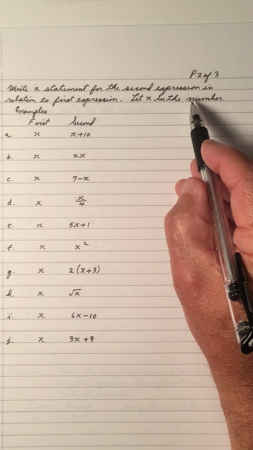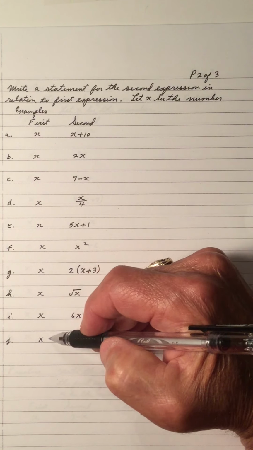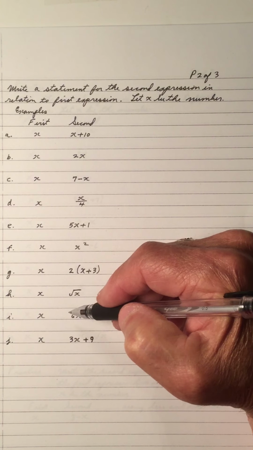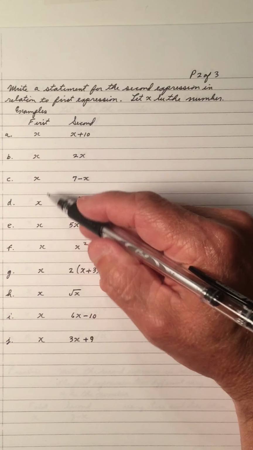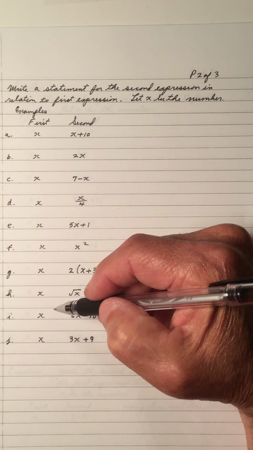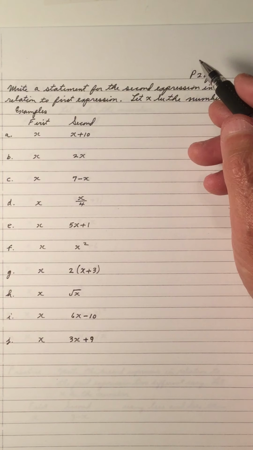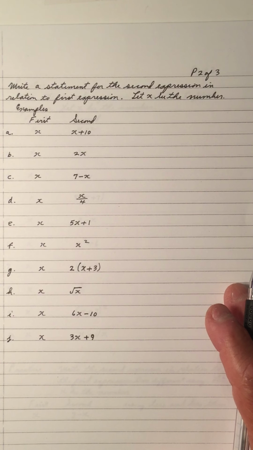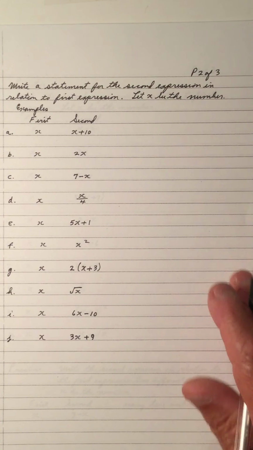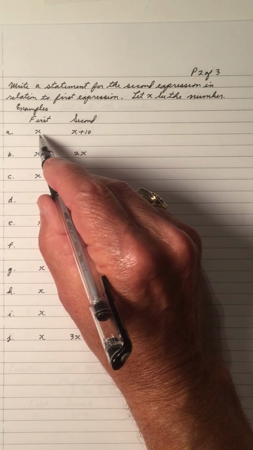Let x be the number. So x is always the number. So we're talking about a number. And later on we'll do ones in the next video where x could be the age of a person, or n could be a number, or different variables denoting different topics.